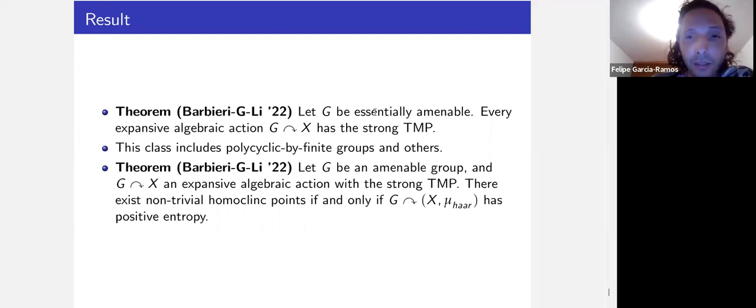and then here's another result. If you have an algebraic action with a strong topological Markov property, then homoclinic points are related to positive entropy. So you will have a non-trivial homoclinic point if and only if the action, and here you take as a measure the Haar measure on the group, has positive entropy.